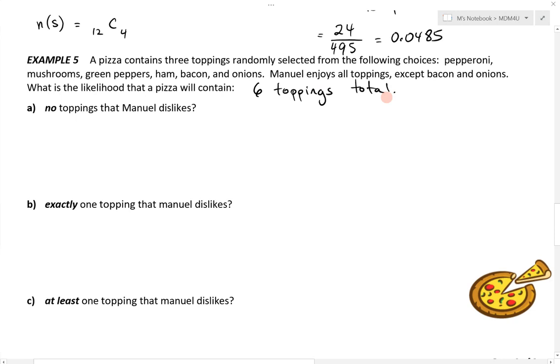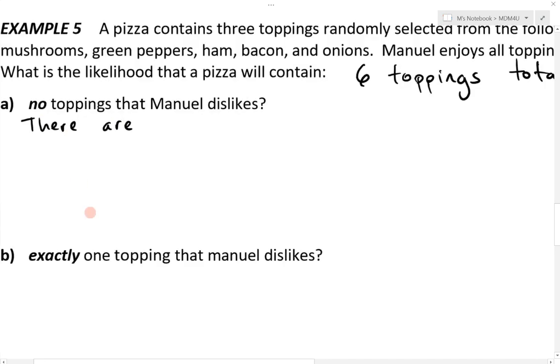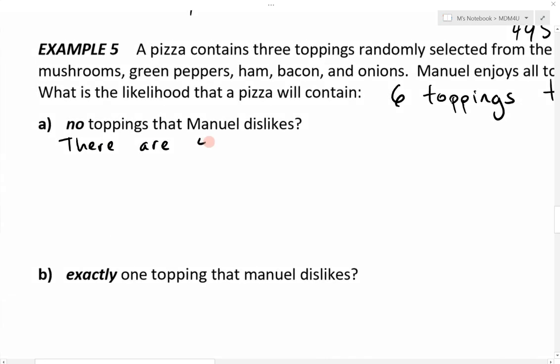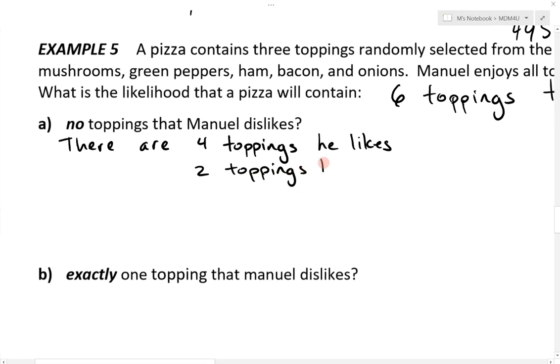Okay, so part A, there are 4 toppings that Manuel likes and 2 that he dislikes. So I'm going to write that here. So there are 4 toppings he likes and 2 toppings he dislikes.